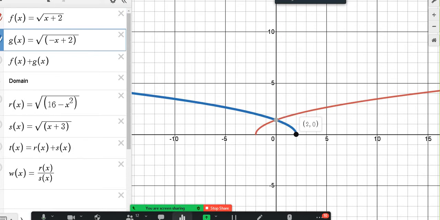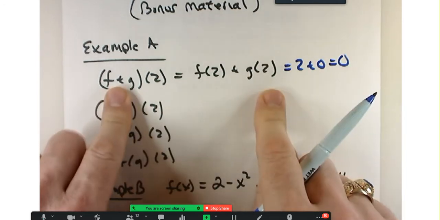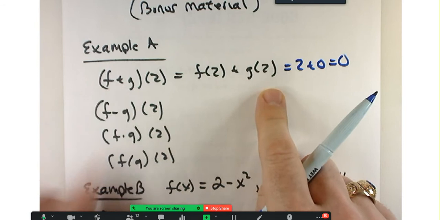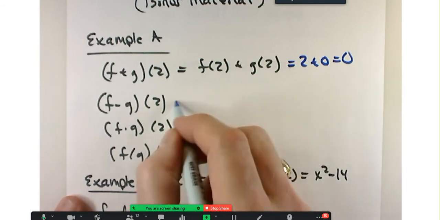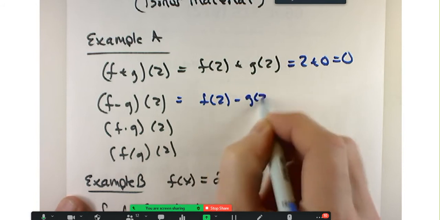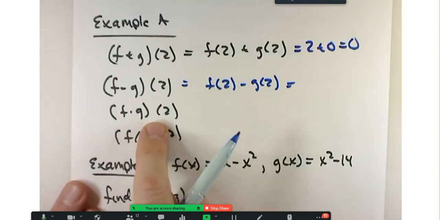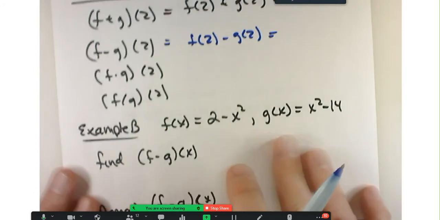So pretty simple stuff. There's going to be a problem most likely where you have to do this kind of stuff from the graph. I don't think I really need to go through all of this stuff. This would be just f of 2 minus g of 2, and then f of 2 times g of 2, etc. It's just nice, convenient notation.